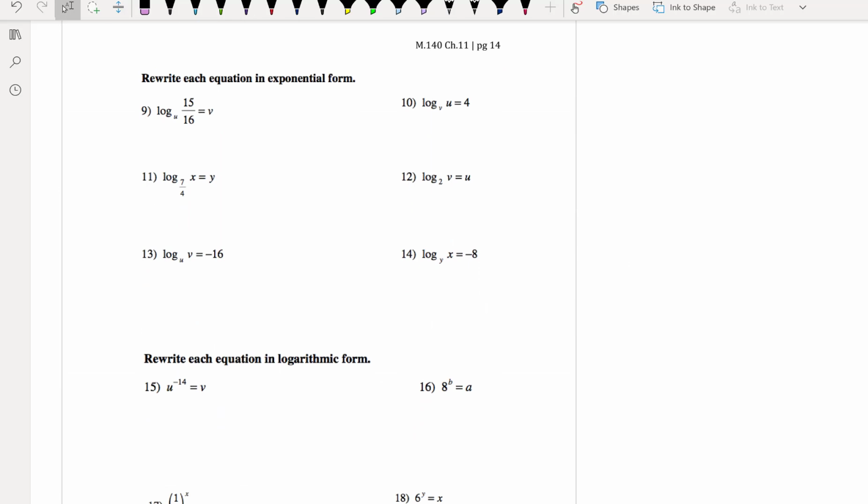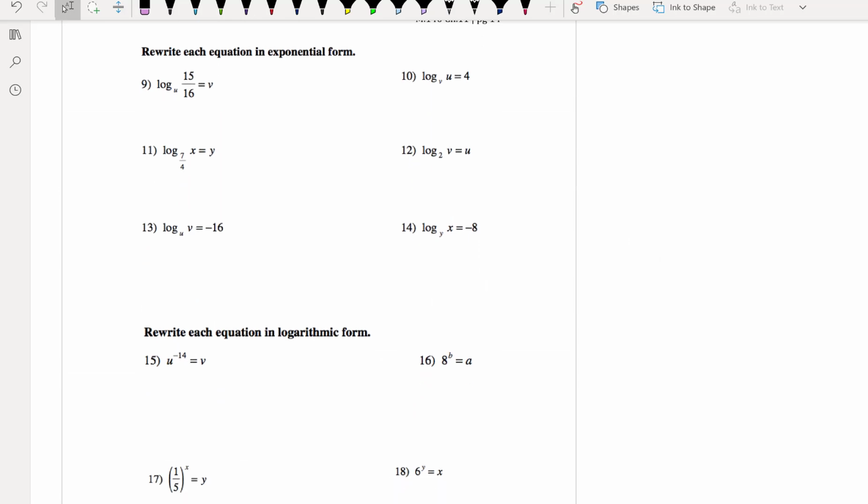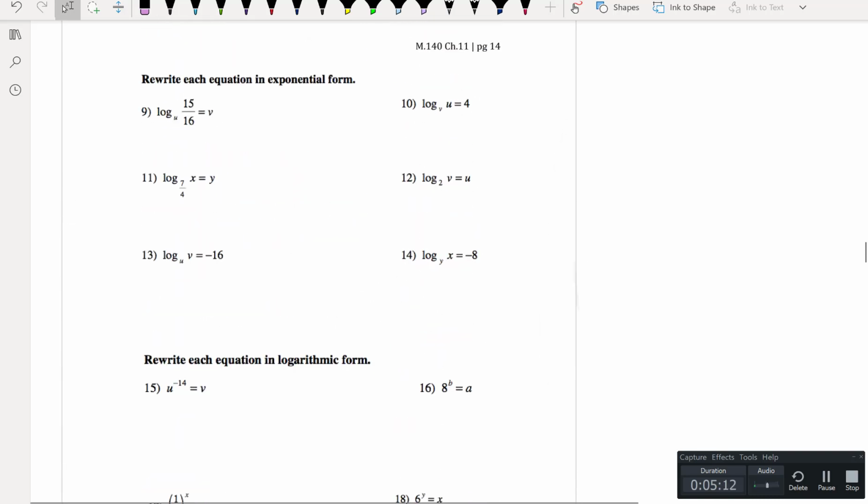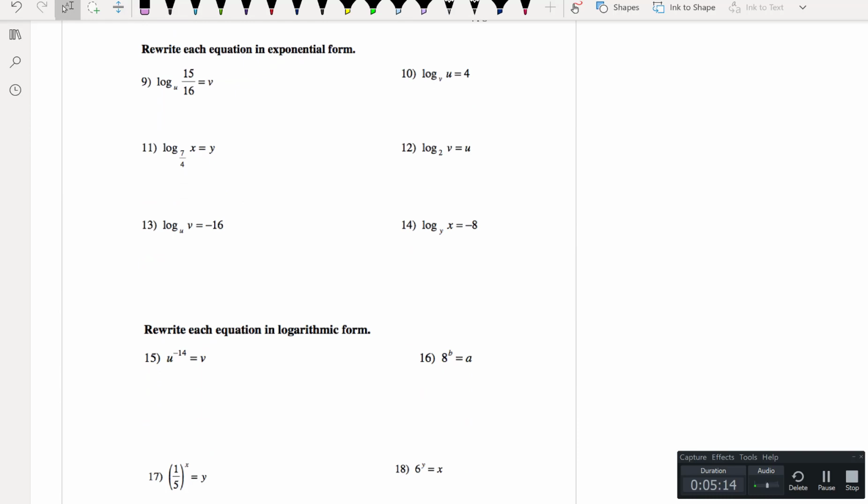Again, these are your practice problems where you're going to rewrite them. This is where you press pause on your cell phone, your listening device, whatever you're watching this on, your tablet, your computer. Go ahead and press pause and try to do problems 9 through 18.